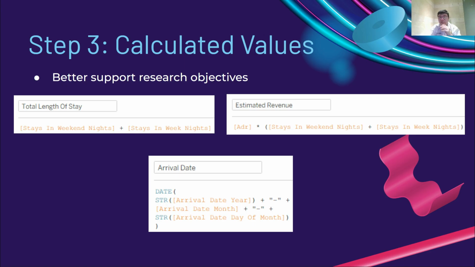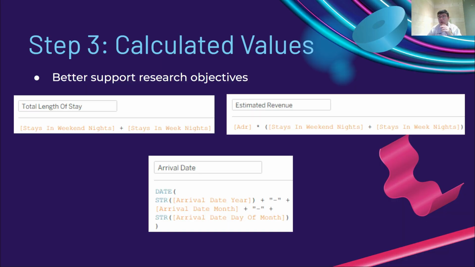To further enhance the analysis, several calculated fields will be introduced to better support the research objectives. The first field I will add is the total length of stay, which combines the weekend nights and weekday nights into a single variable. This allows for a better understanding of the customer's behavior, particularly when analyzing how long the guest chooses to stay in the span of a week. The second calculated field focuses on the estimated revenue, which is derived from multiplying the average daily rate, ADR, by the total length of stay.